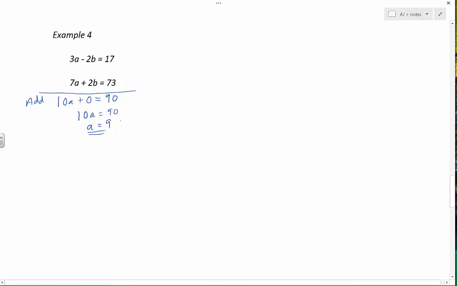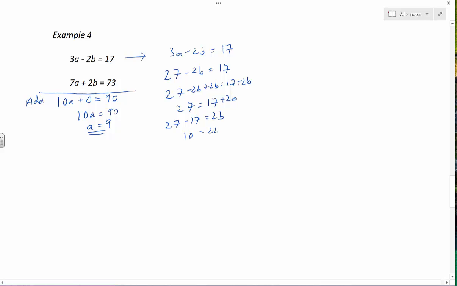If a equals 9, let's put it in this first equation. 3a minus 2b equals 17. If a equals 9, then 3a is 27. So add 2b to both sides. So we have 27 is 17 plus 2b. Take 17 off both sides. And we have 2b equals 10, so b equals 5. Solution is b equals 5 and a equals 9.